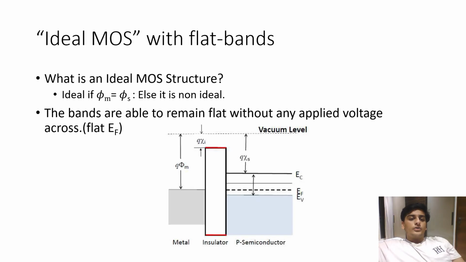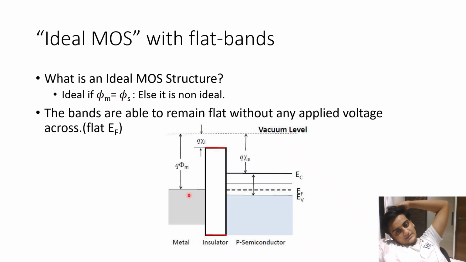Cool. So now I want to talk about an ideal MOS structure with flat bands. First, I just want to get into the definition of an ideal MOS, and don't get intimidated by this diagram. We'll get into this diagram slowly. So the definition of ideal MOS is pretty simple. It's just that the work function of the metal and the semiconductor are equal.